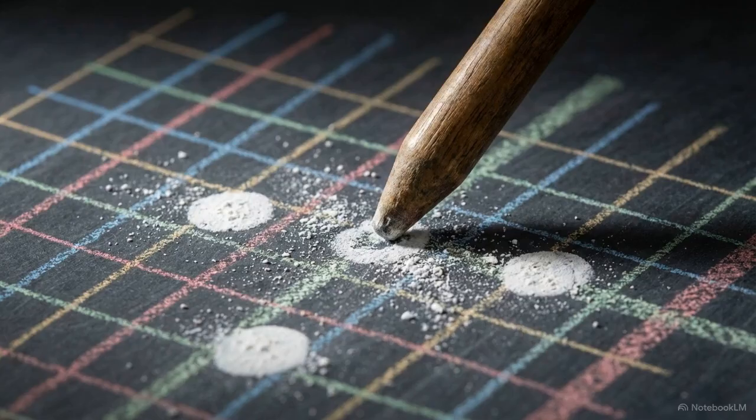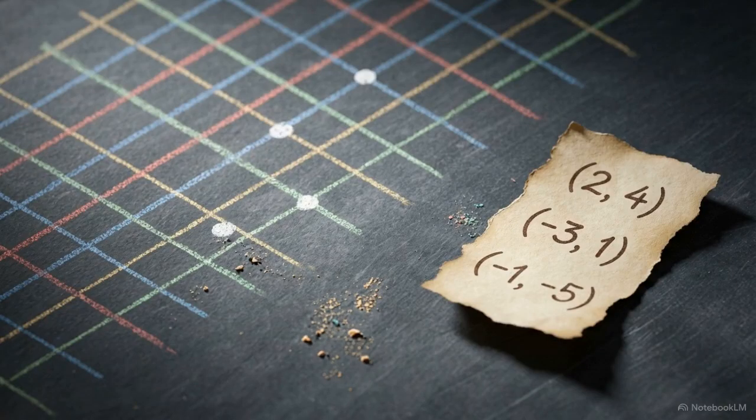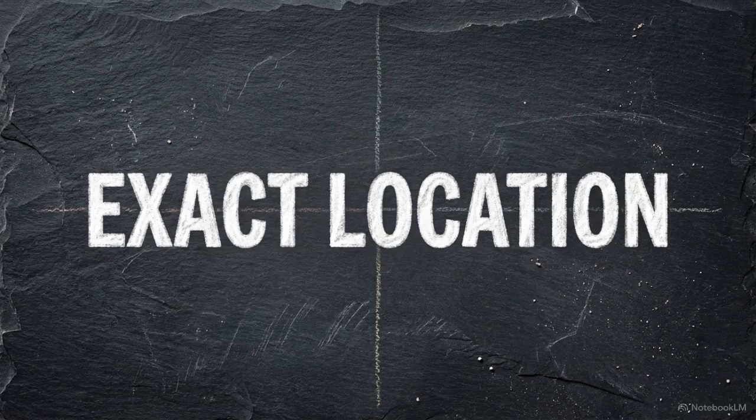Here is your final task. Grab your graph paper and plot 3 random dots. Write down their coordinates, hand that list to a friend, and see if they can map those exact same locations without looking at your paper. By mastering these conventional signs, you no longer have to guess where something is. You can define any position in a 2-dimensional world with absolute mathematical certainty.